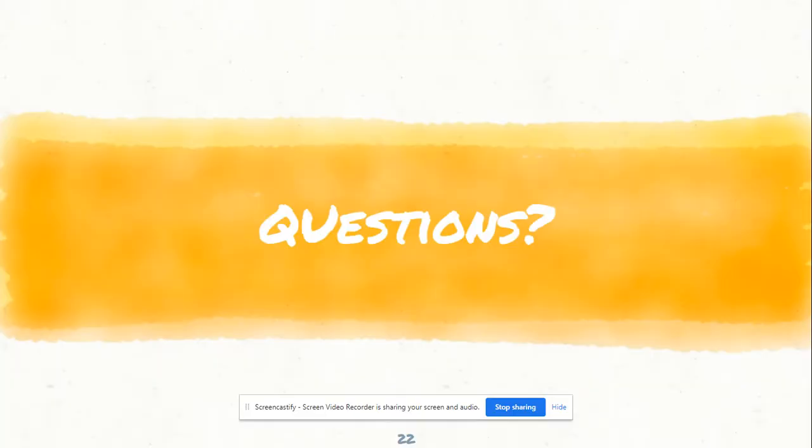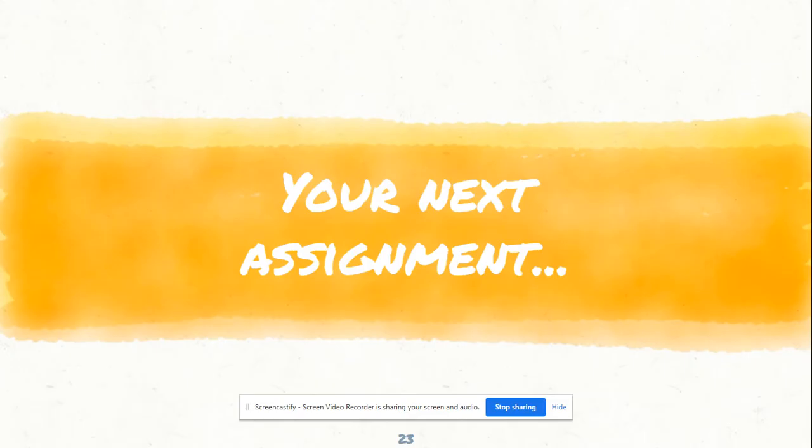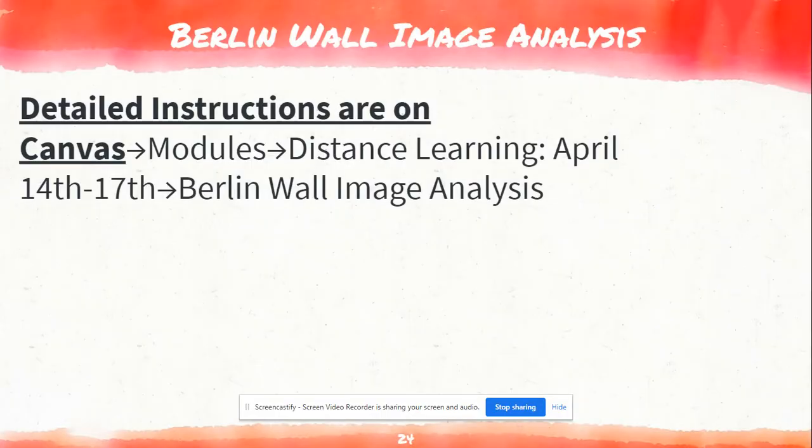Okay, if you have questions, you're going to be able to ask them here. For your next assignment, it's going to be on Canvas. So you're going to be doing a short Berlin Wall image analysis. Detailed instructions are on Canvas. You're going to go to modules, distance learning, April 14th through the 17th. And then you're going to click on Berlin Wall image analysis.